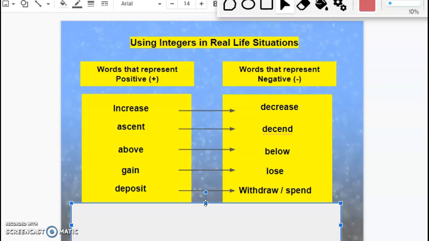Deposit or withdraw and spend. So when we think about money, and these are words you may not be too familiar with. When you deposit money, it means you're putting money in the bank, okay? I know sometimes kids will say, well, if I'm putting money in the bank, I don't have it anymore, I'm losing it. No, when you're depositing money in the bank, you're actually gaining money, okay? It's your money, you're saving it, right? And then when you get a little bit later in the year, we'll learn about interest, so you're actually earning more money, okay? So deposit is a positive number, okay, a positive integer.